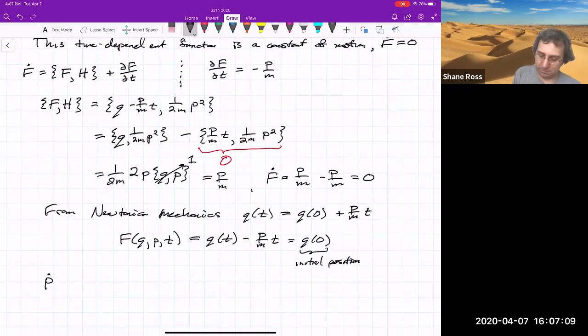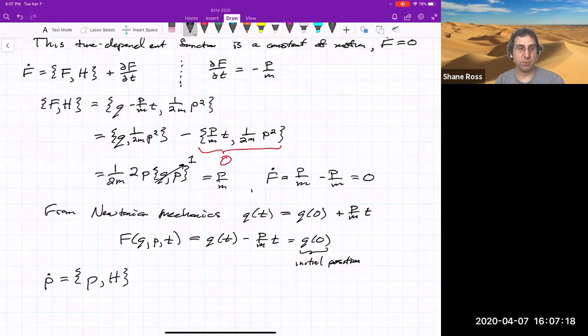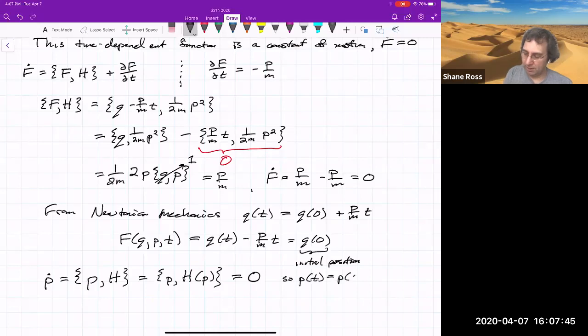If it wasn't obvious to you that P isn't changing in time, then you could do this calculation. This is just writing the equation of motion for P, but in the Poisson bracket form, right? It's the Poisson bracket of P with H. And all we need to know is that H is only a function of P. It's not a function of Q. Therefore, this will eventually boil down to the Poisson bracket of P with P. So we could skip all that and just go ahead and say it's 0. So the momentum at any time is the momentum originally.